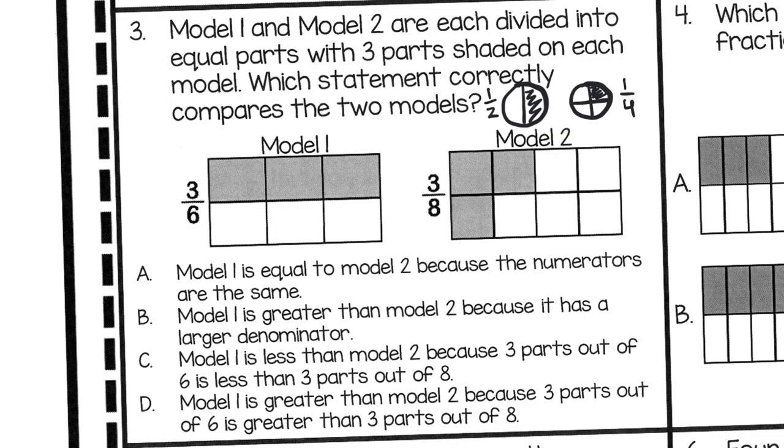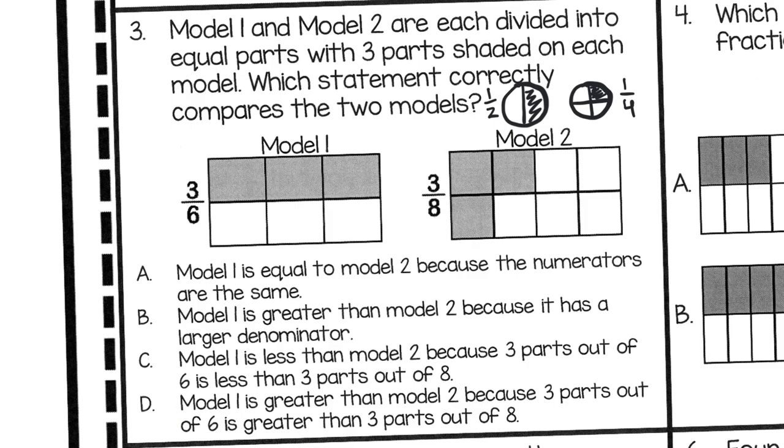Okay, so if this denominator is smaller, if it's a smaller number, the pieces are bigger. If the number's larger, the pieces are smaller. And that should make sense because if you cut something into more pieces, the pieces get smaller. So on our model, 3 out of 6, these are bigger pieces than 3 out of 8 because if I cut this thing into 8 pieces, they're smaller. So I want you to figure out which one of these talks about that.